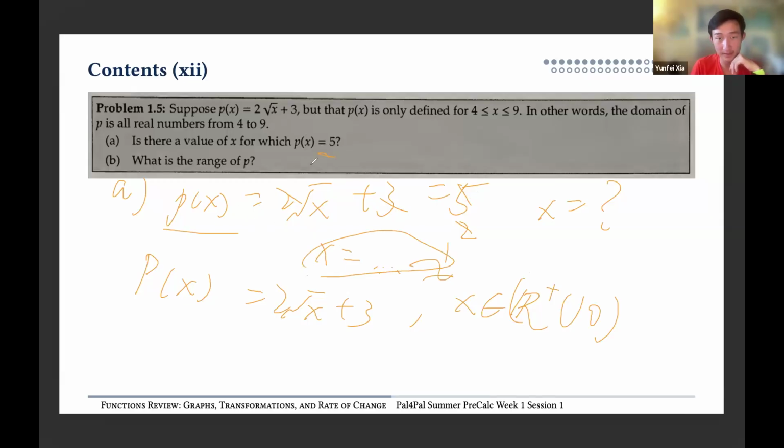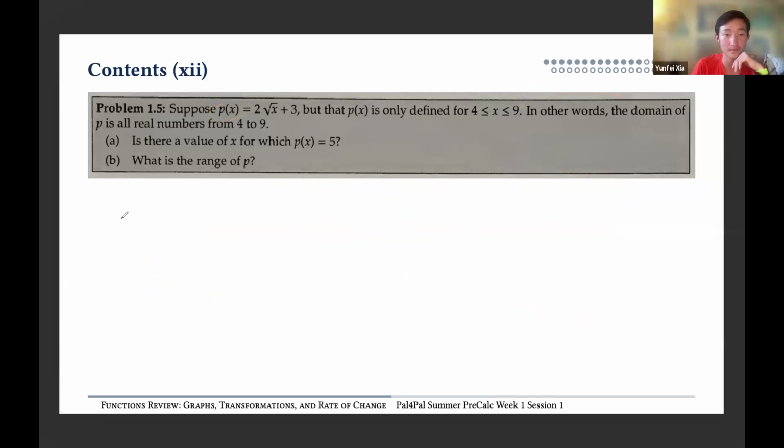However, p of x is only defined from 4 to 9 inclusively, and 1 is not in it. This notation means an element is in a set, and this notation means the element is not in the set. So because 1 is not in 4 to 9, there is no x that makes p of x equal to 5. So the answer is no. This is the range of p.